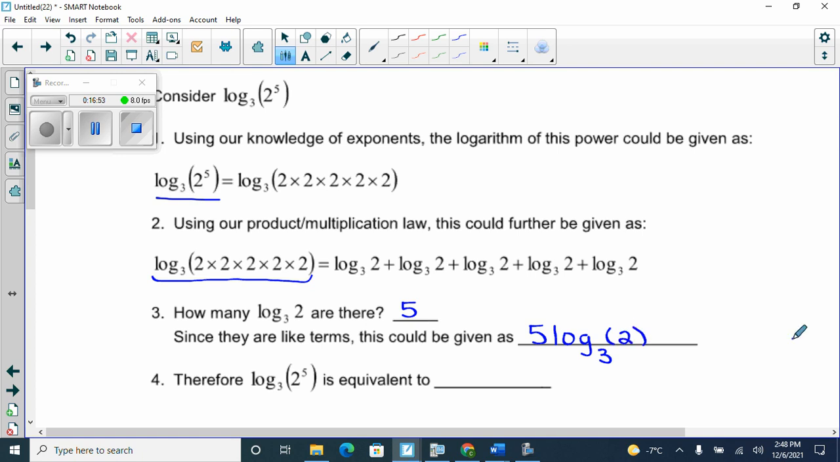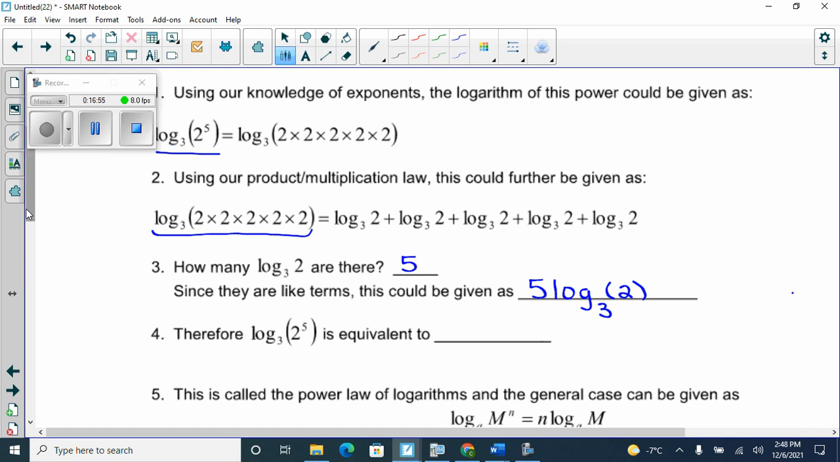So that's why log base 3 of 2 to the 5 is equivalent to 5. You can take that 5 and drop it in front. Log base 3 of 2s. Because you just have 5 of them.